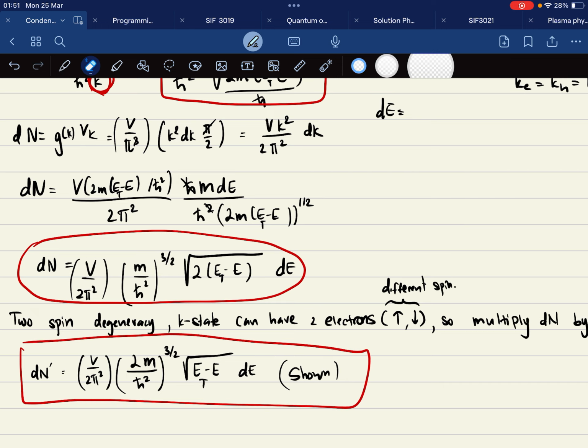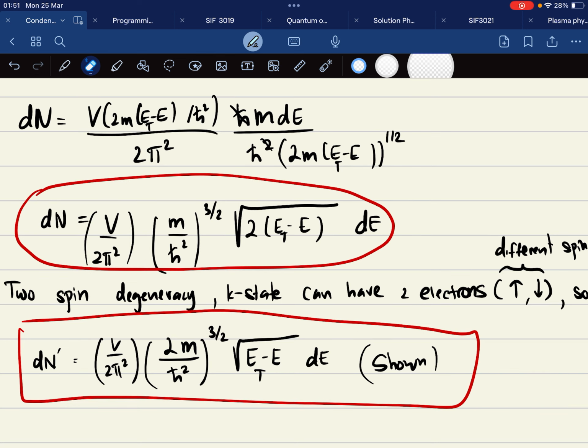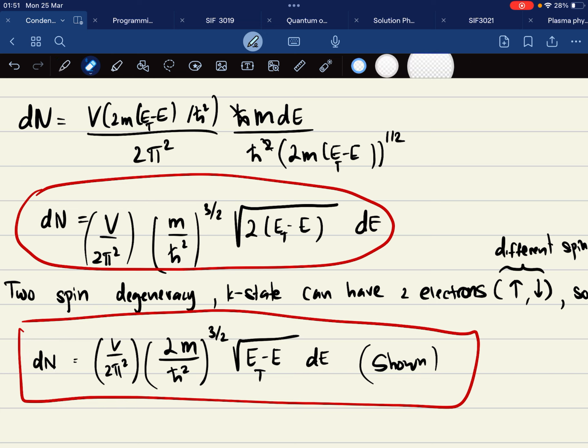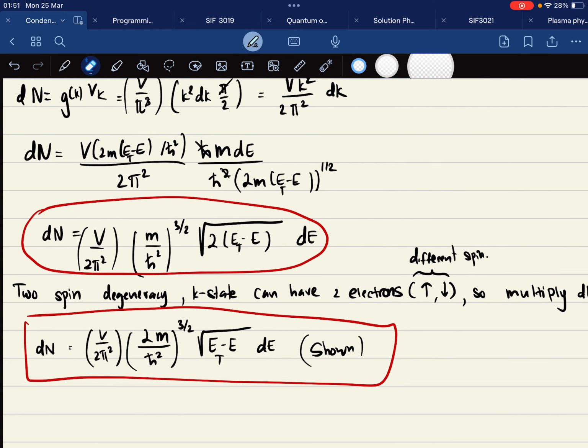Because after I multiply by 2, I want to differentiate between the n and the n times 2, which is this one. So this is actually the n times 2. Of course, you can replace the n back to be the n prime, so that nobody is confused.